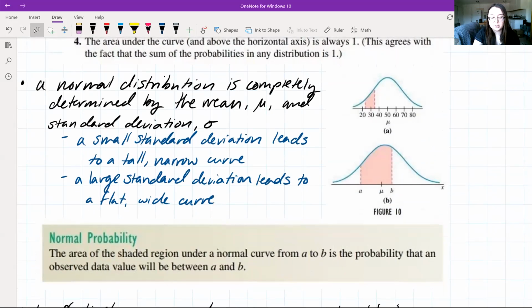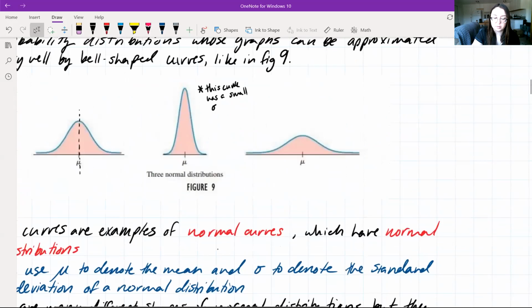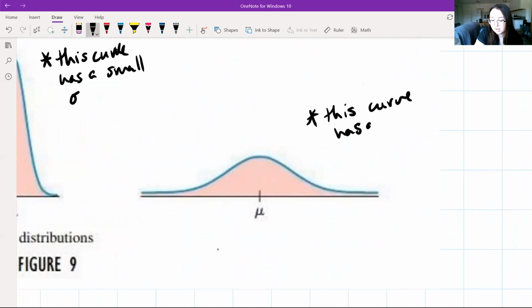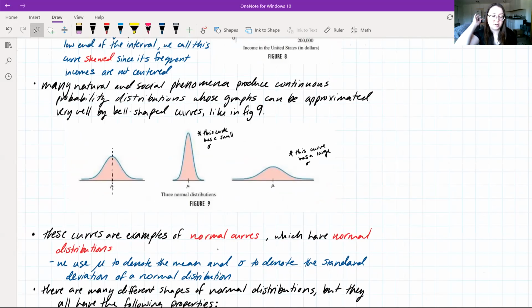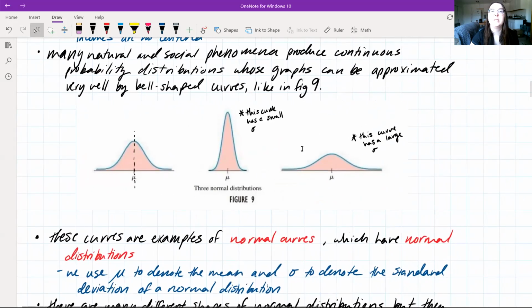Then we see that a large standard deviation leads to a flat, wide curve, which is what our third curve looks like here in figure 9. So you can do the same thing. We say this curve has a large sigma. So these are the real differences between our curves, because they can have the exact same mean, but the only thing that changes is our standard deviation.